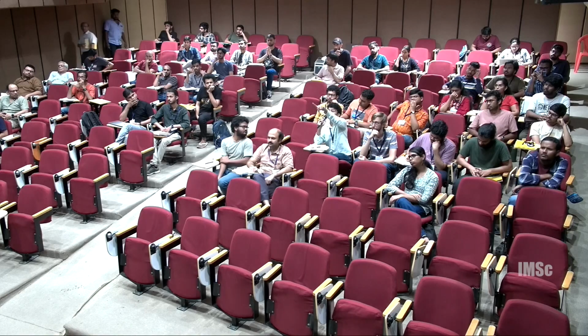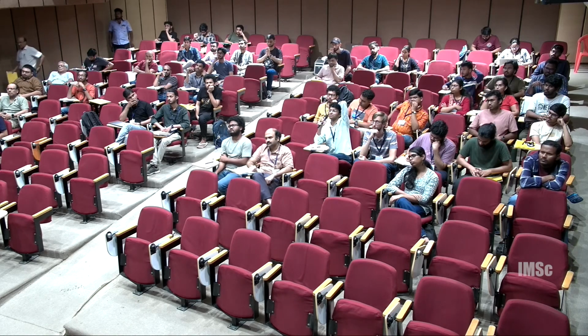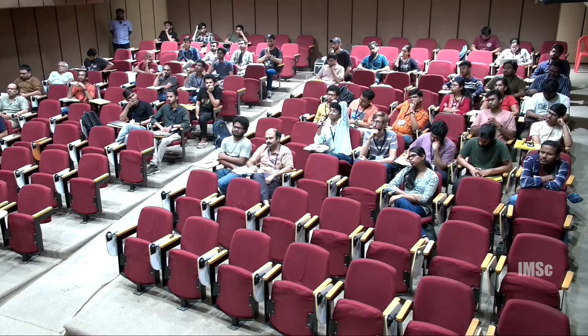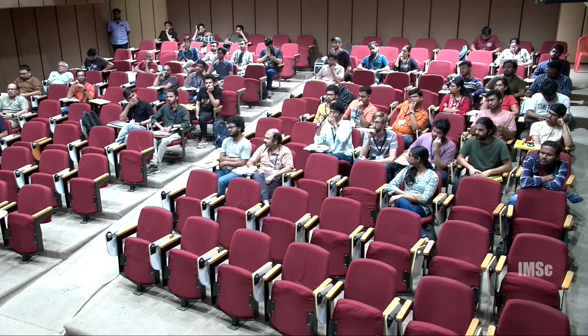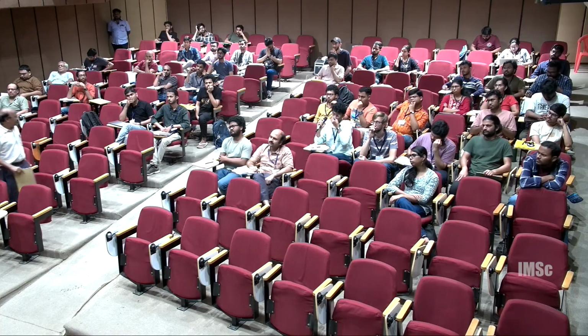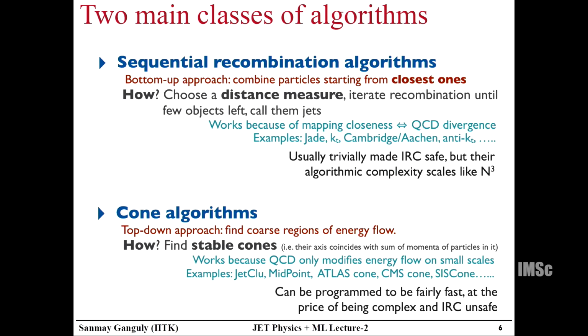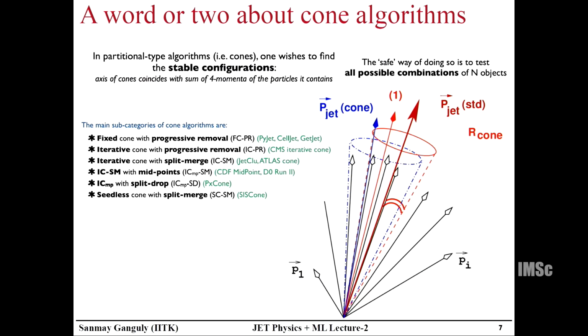I see. And this distance measure that you're talking about in the sequential recombination algorithm, that's a distance measure in real space? Yes. I will come to the distance in great detail. It's just showing you that two main sequence things started evolving, and eventually the community picked up one. And IRC safety played a major role in deciding which sequence would survive in the long run.